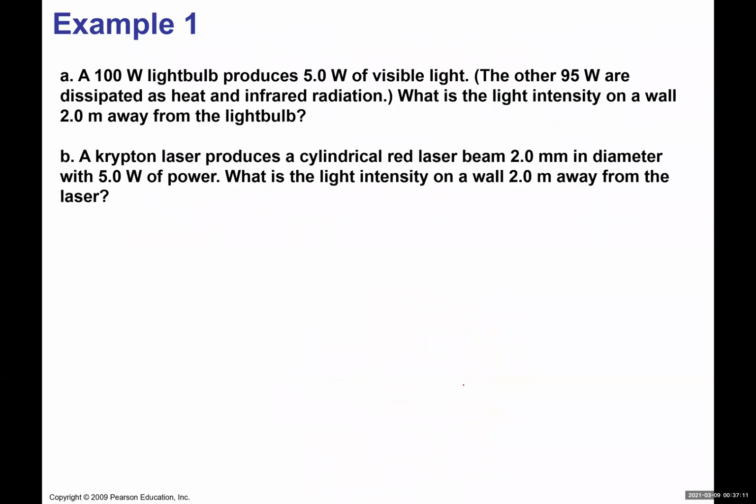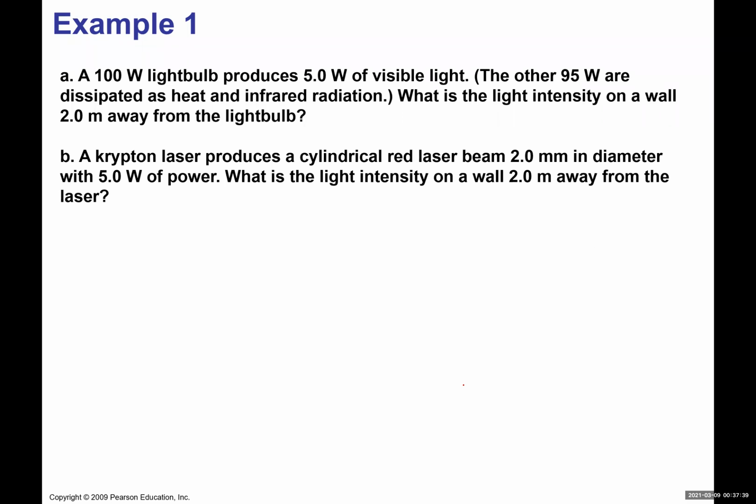All right, so now we're ready to look at some examples. Here's an example where a 100-watt light bulb produces 5 watts of visible light. Remember, light is a wave, so we're not really looking at light in greater detail because it's not a mechanical wave, but still it's a wave. We can apply most of the same equations and properties as we talked about.